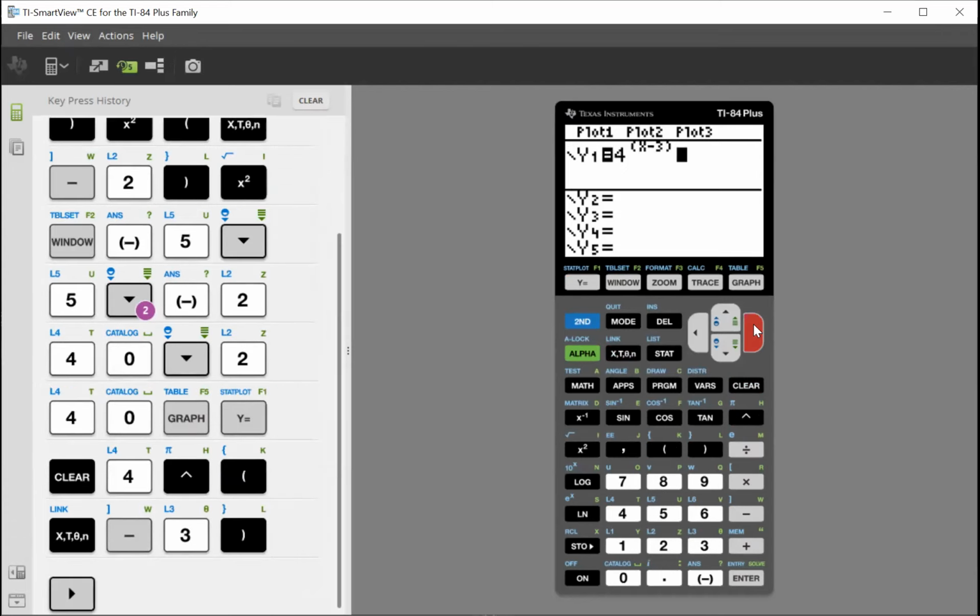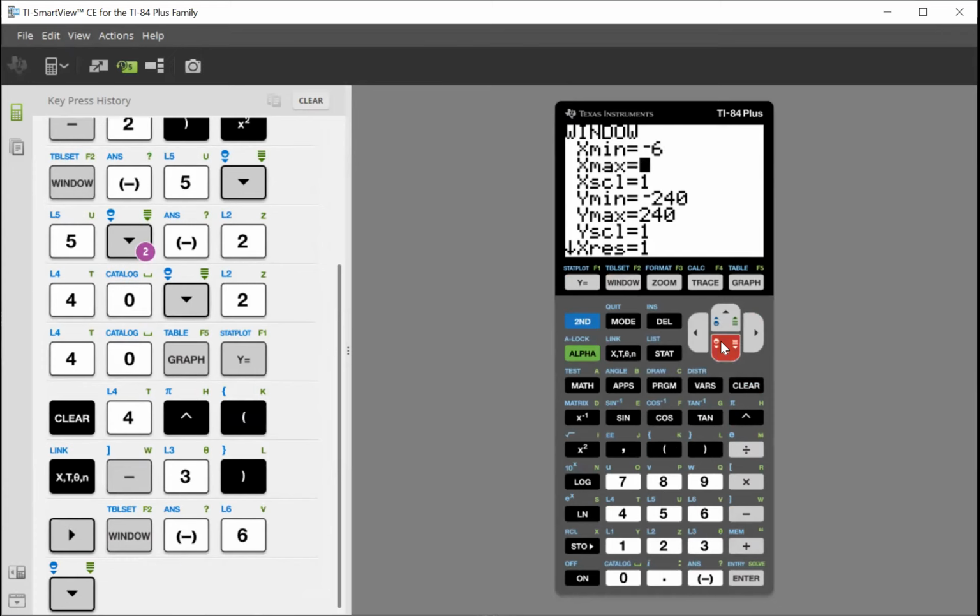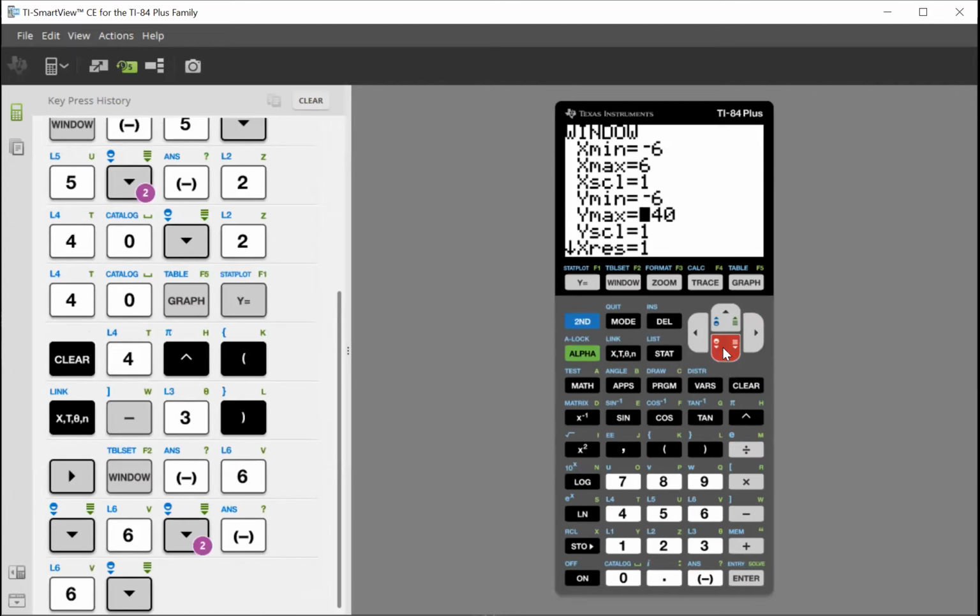Now remember, their window went from -6 to 6 on everything, so I'm going to hit window. I'm going to make that -6, arrow down, make that a +6. Then we'll arrow down and make that a -6. And then my Y max a +6. So now when I graph it, it'll look like one of the 4 pictures.